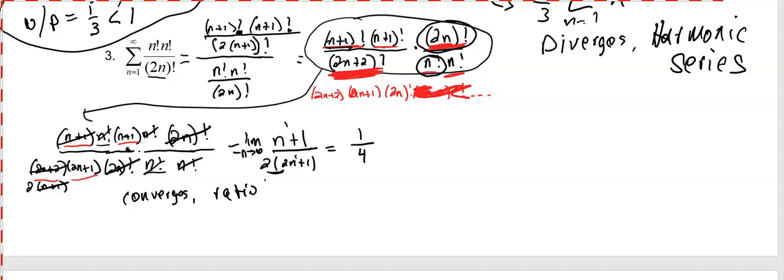So ratio test with our P equal to 1/4, which is less than 1. And that's how we know it converges.